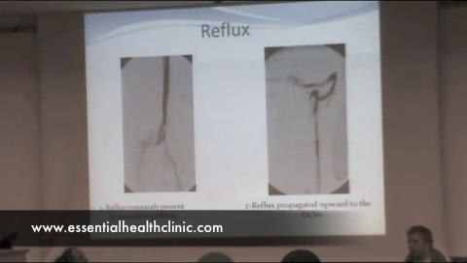Reflux is a very common finding on venography. In this case, on the left-hand side, you can see the reflux in the internal jugular vein, which is criteria number 1 by Doppler ultrasound. And in a few cases, you can see the reflux is going back into the brain and refluxing into the other jugular vein. So this is equivalent to criteria number 2, which is reflux propagated upward.